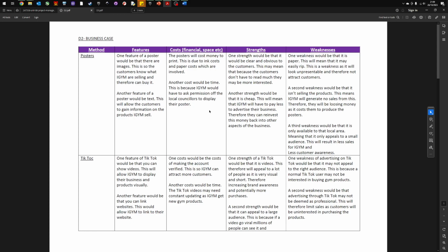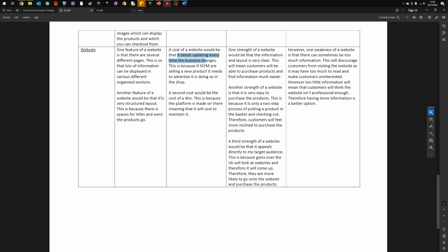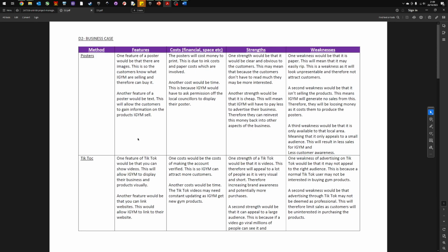Okay. So just remember that your solution that you decide to go with, for example, making a website, has to be the best solution. So what you don't want to do is create this and write that a poster is the best method for advertising the gym. What you want to do is ensure that the website is the top one. So we've got some extra strengths in there and the weaknesses aren't as bad. Okay, because then the business case has worked. You've proven that actually the website is the best solution and therefore you've made a website for your project.